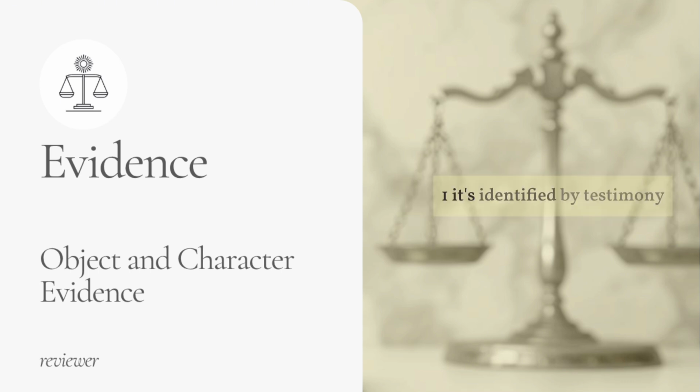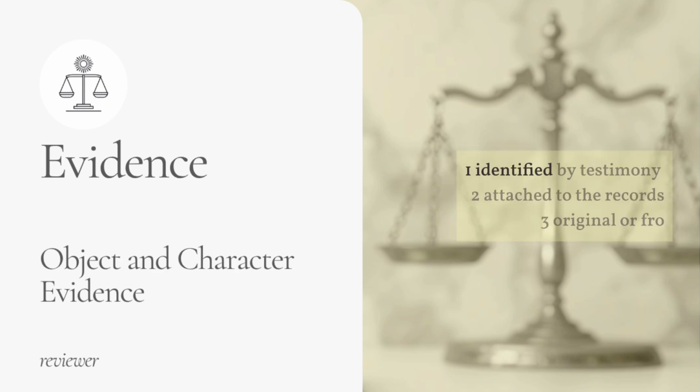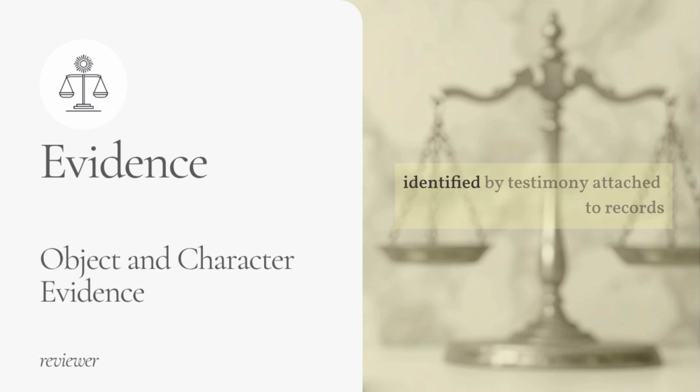And these are: 1, it's identified by testimony. 2, it's attached to the records. And 3, it's an original or a faithful reproduction of the original. So 1, identified by testimony, 2, attached to the records, 3, original or FRO.